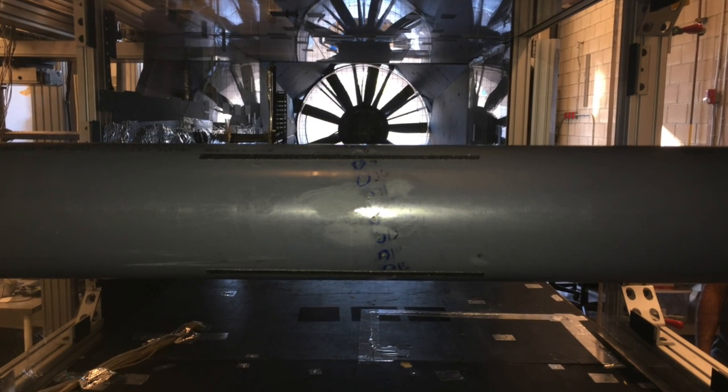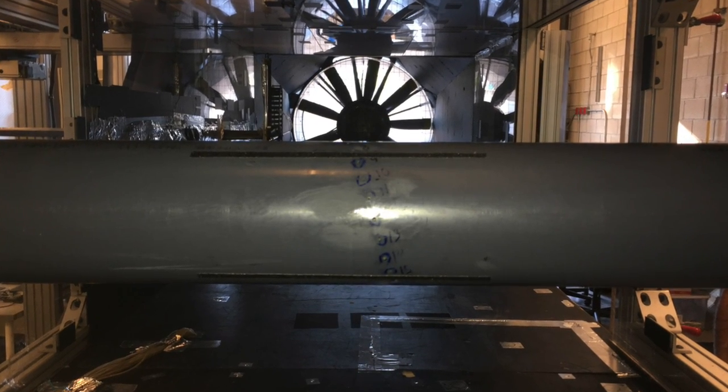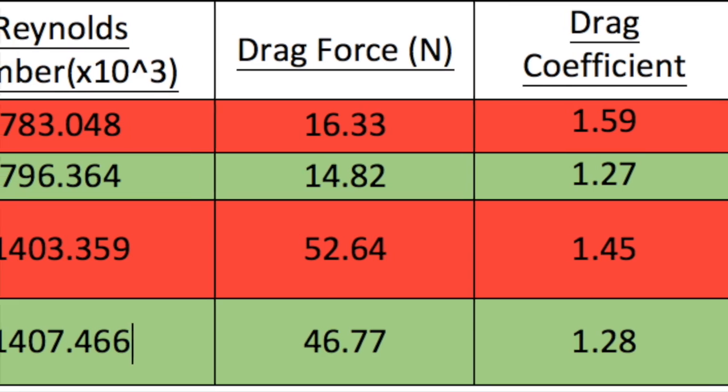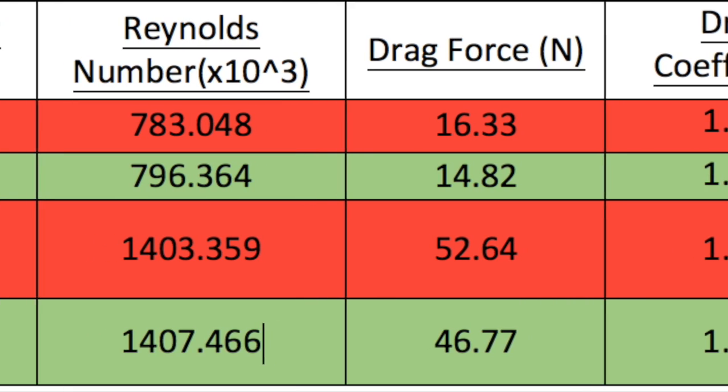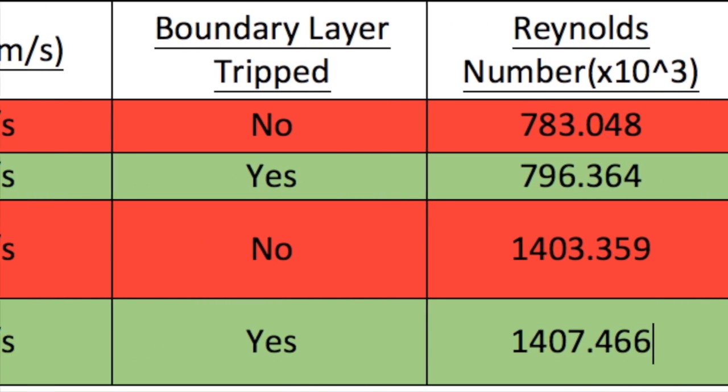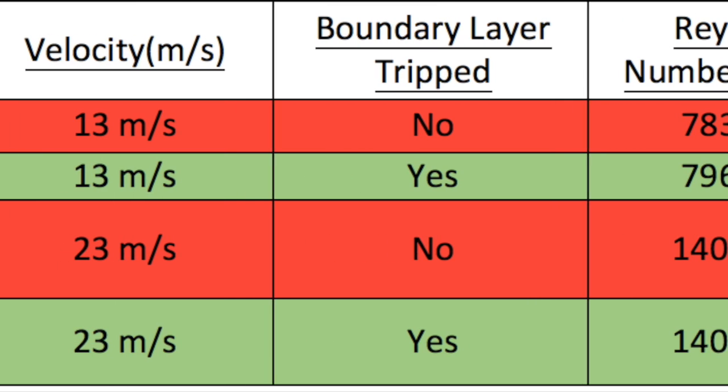We then ran the wind tunnel at 13 and 23 meters per second again, while still allowing for airflow to stabilize before collecting data. Once again, 200 data points were collected at each velocity, with the test being conducted twice at each velocity.